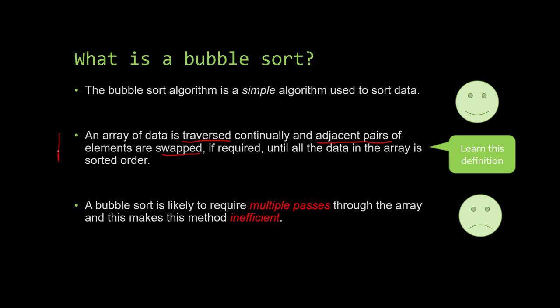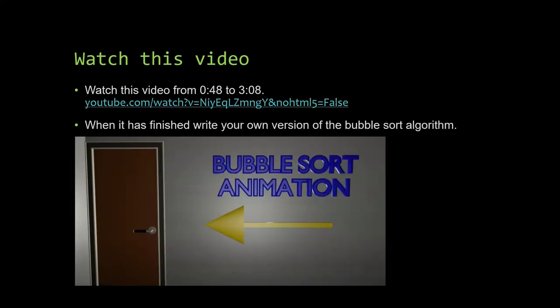And that is something that you want to learn. Learn that down, certainly write it down in your exercise book. As it says down the bottom there, it usually requires multiple passes through the data. And those multiple passes and multiple comparisons make it a very inefficient way of sorting.